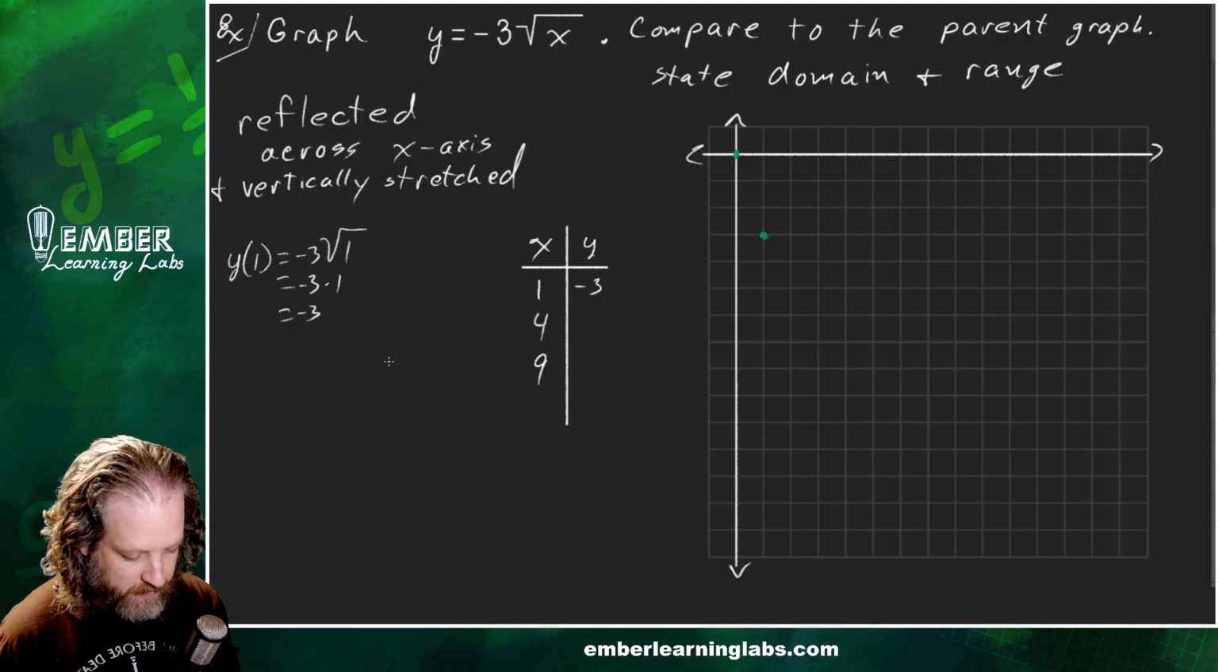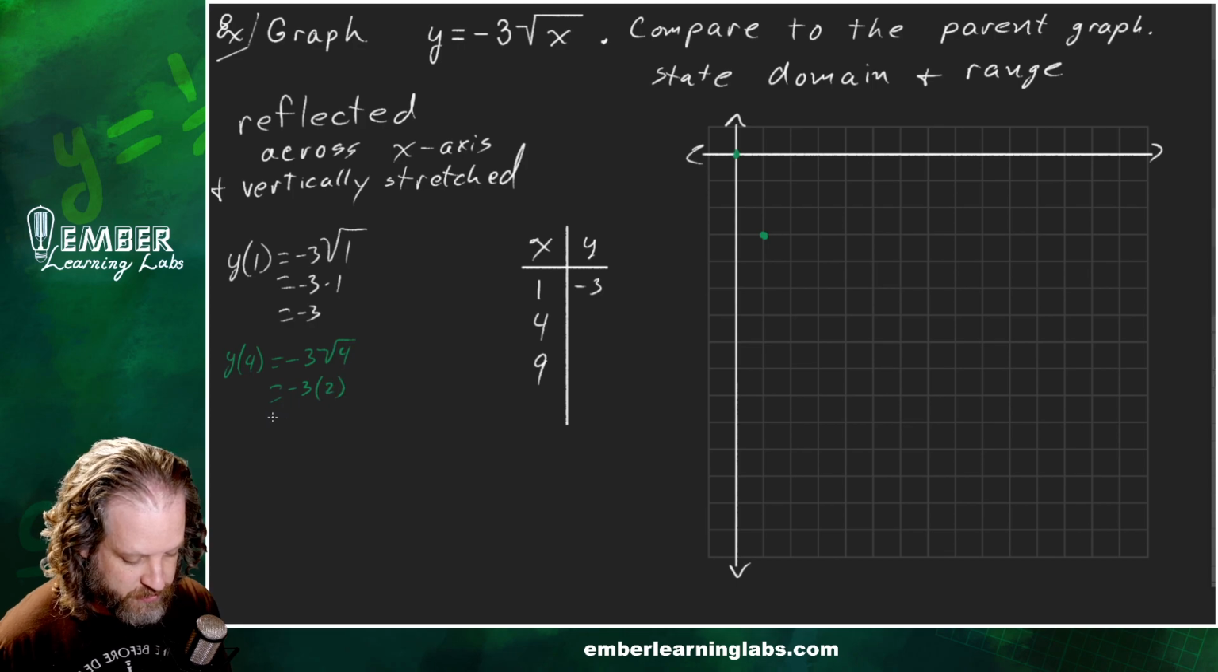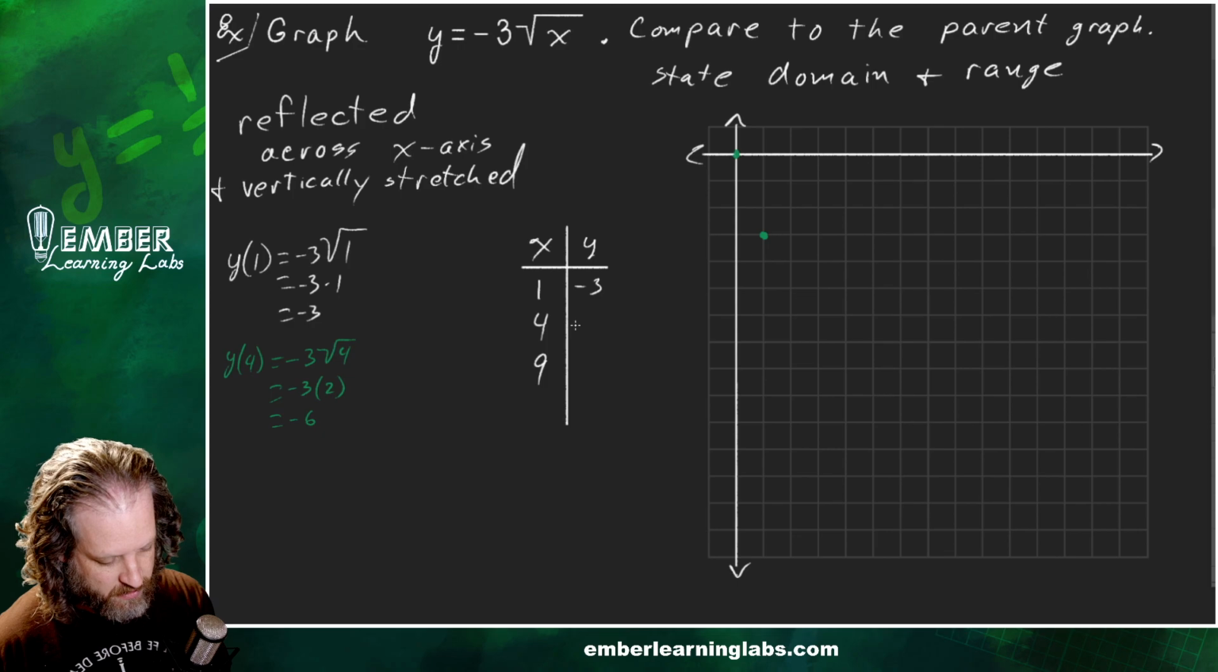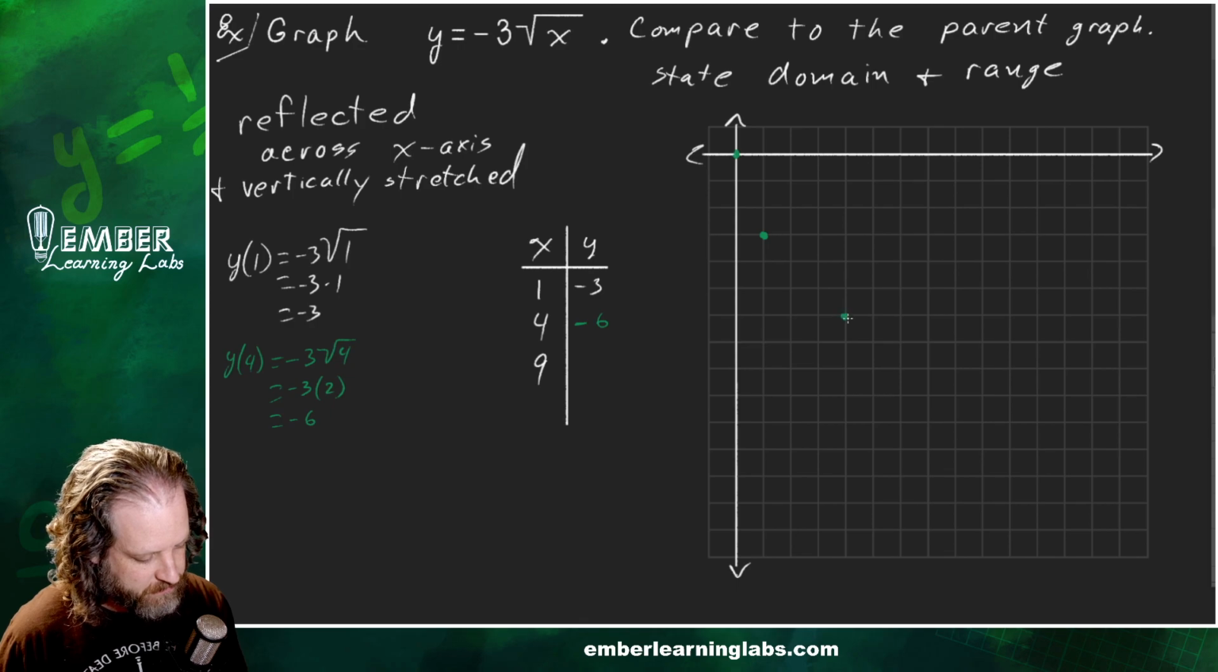Now, if I put a 4 in there, so y of 4, I may as well stay in this green. That's where I can actually plot. So y of 4 equals negative 3 times the square root of 4. So that equals negative 3 times 2, right? Square root of 4 is 2. Negative 3 times 2 is negative 6. So negative 6, 1, 2, 3, 4, negative 1, 2, 3, 4, 5, 6.